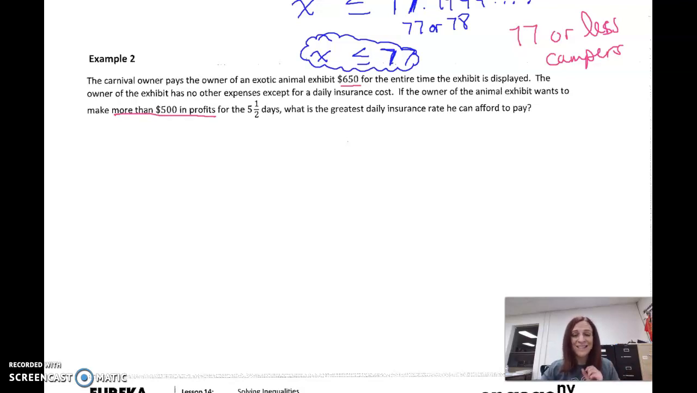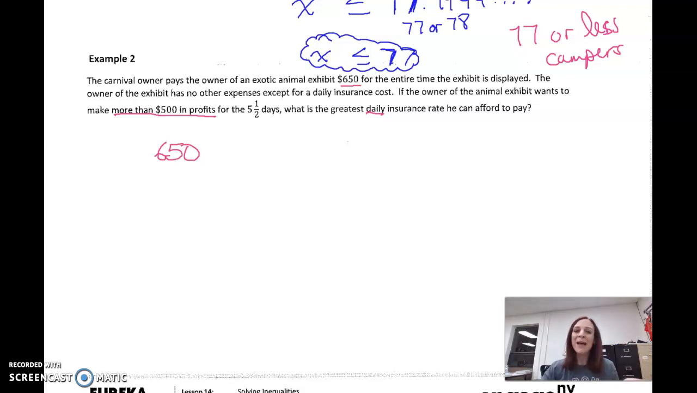So what's the greatest daily insurance rate? It's exotic animals, you better have some insurance, right? What's the greatest daily insurance rate he can afford to pay? Okay, so what is he making? If I am the owner of the exotic animal exhibit, I am getting paid this $650. Sweet, right? Bring my exotic animals in, okay?